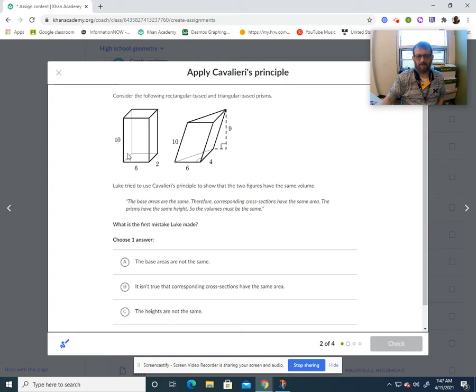The biggest thing here is, okay, they definitely have the same base area. The area of that triangle is 6 times 4, which is 24, but because it's a triangle, you cut it in half, that's 12. 6 times 2 is also 12, so they definitely have the same base area. Where his mistake is, they don't have the same height. This has a height of 10. Now this has what we call a slant height of 10, but its height is 9. So it isn't true that the heights are the same.